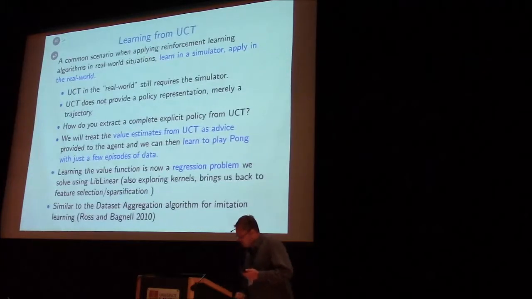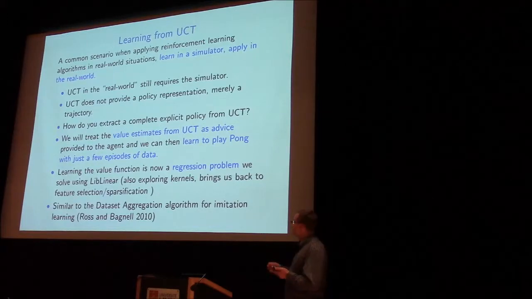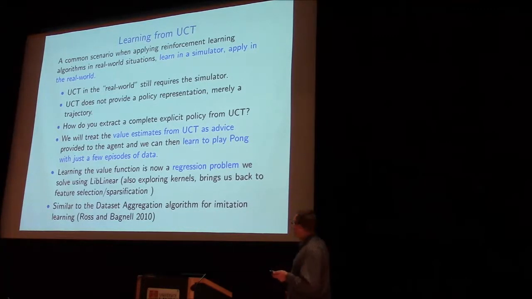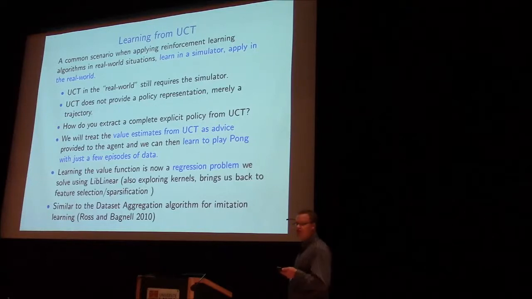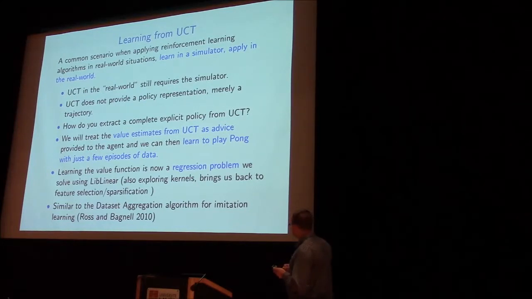The way we do this, in this case, is we use UCT, which calculates value estimates as part of its simulation, and then we feed that to the agent. We have these feature vectors, and then an action, and the estimates of value. We collect that in some data set, and then we just perform a regression on this. In this case, we just use an off-the-shelf package, LibLinear, to estimate the value from all this data. So it's just a regression problem now. So we end up with supervised learning, whose complexity is a lot lower than that of reinforcement learning, which is the point here. And what we do is similar to something called the dataset aggregation algorithm.